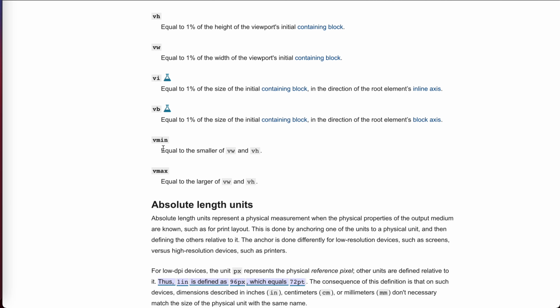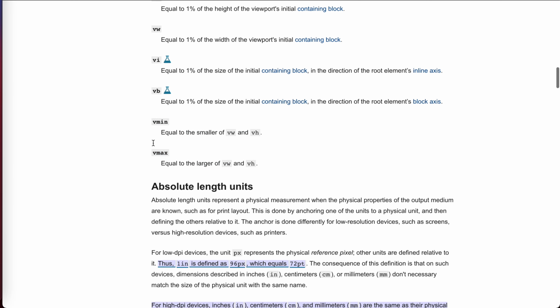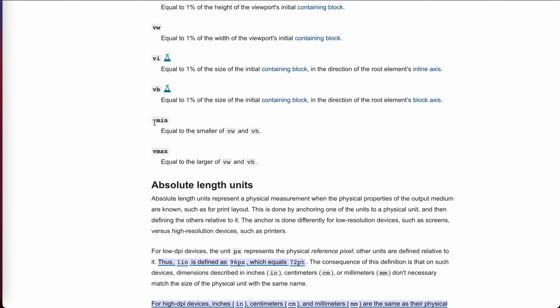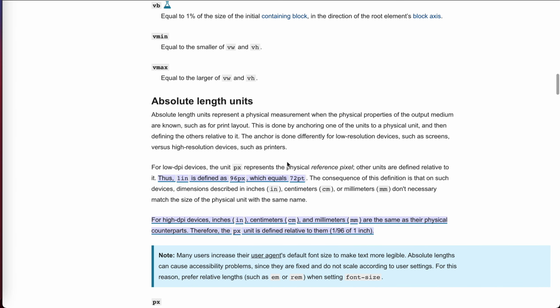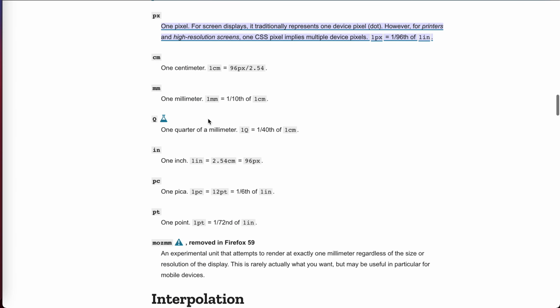Okay, vmin equals the smaller one of VW and VH, and vmax the larger. I think this, I haven't used this before, and I would say this is useful for responsiveness. Sometimes you want to choose the smaller one of the VW and VH. This would be the rescue. This would be the cure. Absolute length units. Okay, let's just jump straight in.